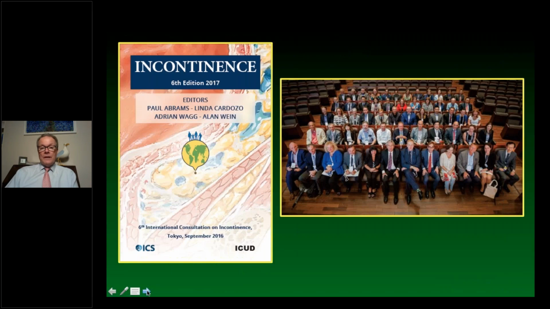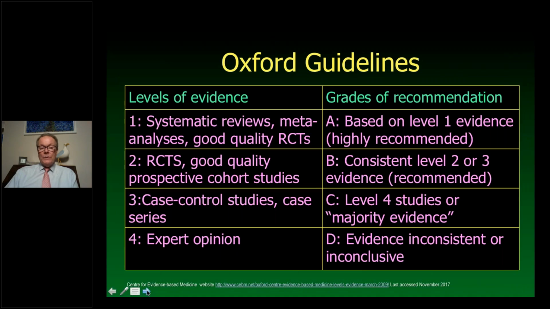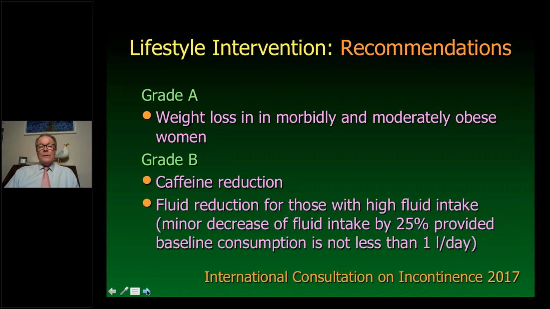So when we look at the treatment of overactive bladder, I'm going to base the rest of this lecture on the 6th edition of Incontinence from the International Consultation on Incontinence. And now all of the guidelines I show you are based on the Oxford guidelines in terms of levels of evidence and grades of recommendation. So if we initially look at lifestyle intervention from the ICI, we have a grade A recommendation for weight loss in patients who are overweight, and a grade B recommendation now for caffeine reduction and fluid reduction for those with a high fluid intake.